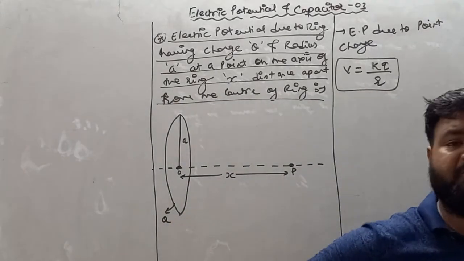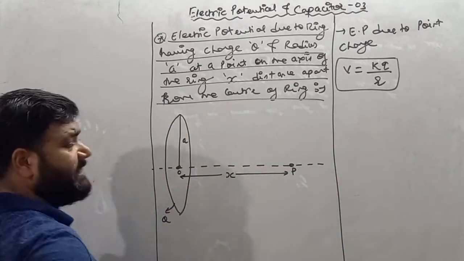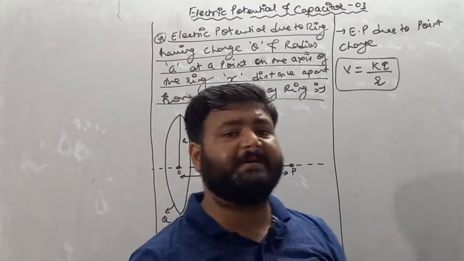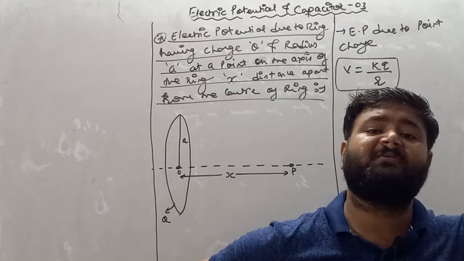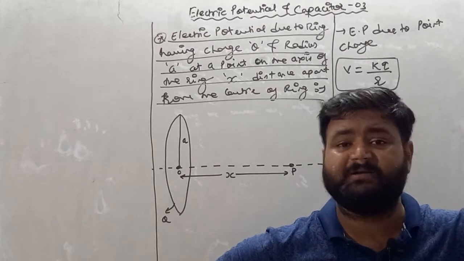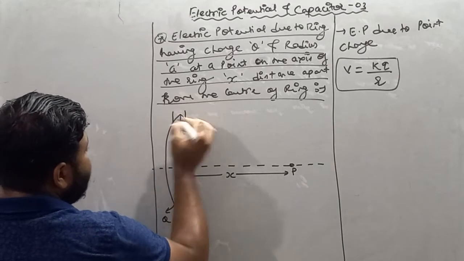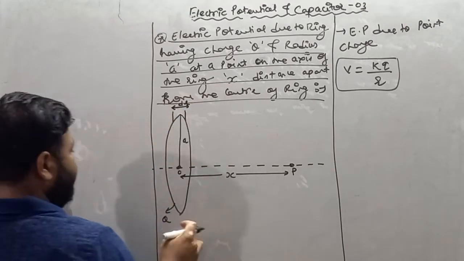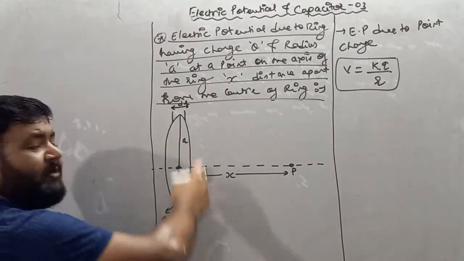So what we have to do, as we know, if you rotate the rod, it forms a ring, and we know that the physical parameter of a rod is length. Similarly, the physical parameter of a ring is also considered to be length. So let us consider a small length here in this ring. Let's say this small length is dl, and we know that this charge q is distributed uniformly throughout the ring.